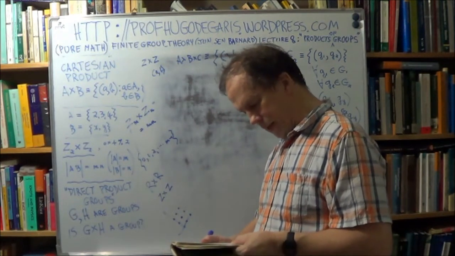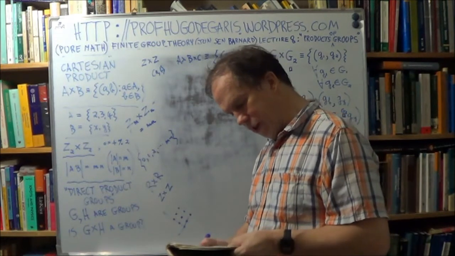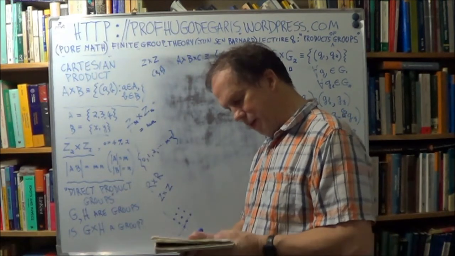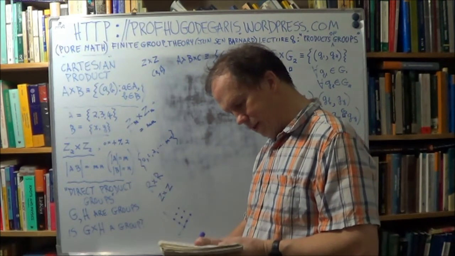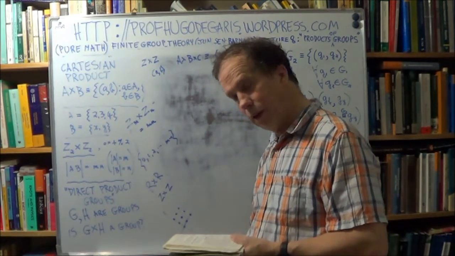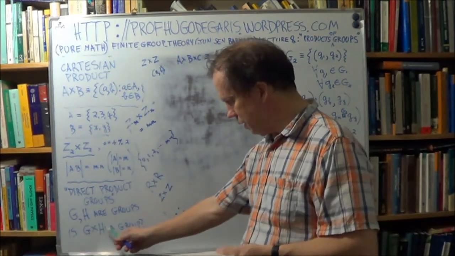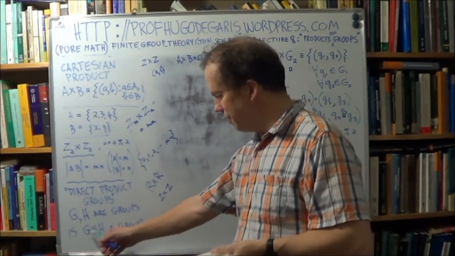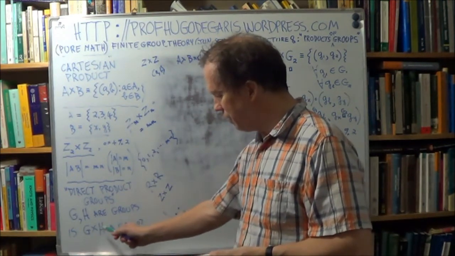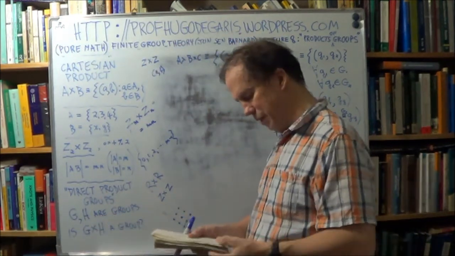Okay, prove. So that's a proof. If G and H are abelian, then the direct product is also abelian. Okay, so you've got G and H abelian, that means they're groups. So G and H are abelian groups. So prove that the direct product of G and H is also abelian.